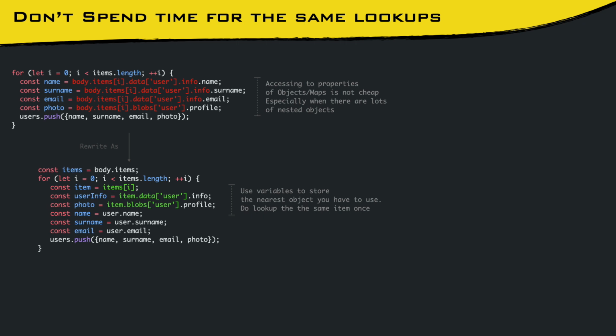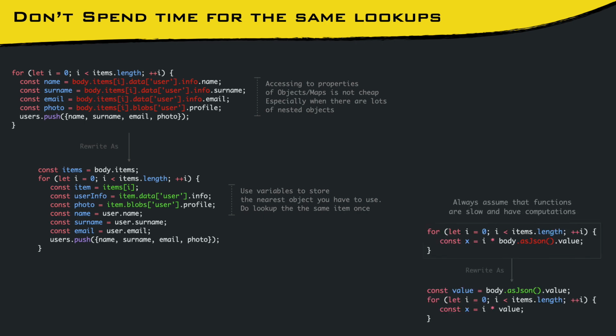If you look up something more than once, especially if you're in a for loop, use a variable to store the result of the lookup. The code will look much clearer, it will be simpler to maintain, and it will run faster. Also, you should always assume that calling a function will result in a large amount of computation. Again, storing the result in a variable will improve your code.